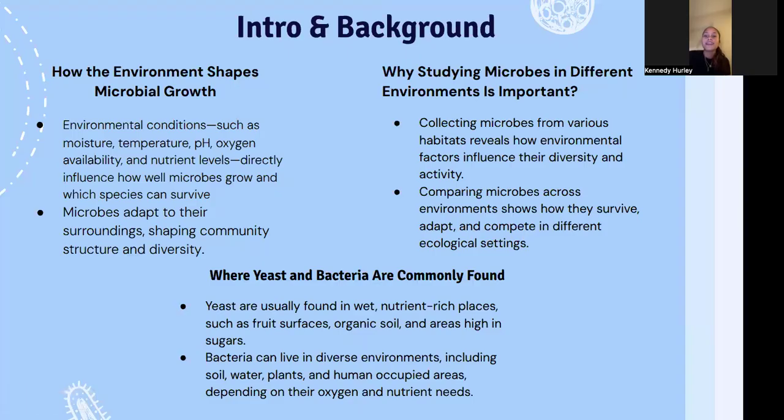Why studying microbes from different environments matters: isolating and studying microbes lets us see how environmental factors can affect growth, diversity, and physiology. Observing colony morphology, gram reaction, pH, and metabolic activity shows how microbes can adapt to their habitats.